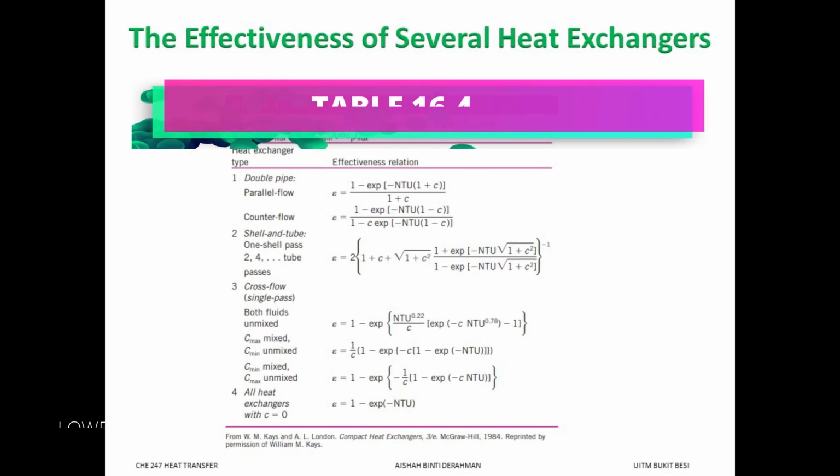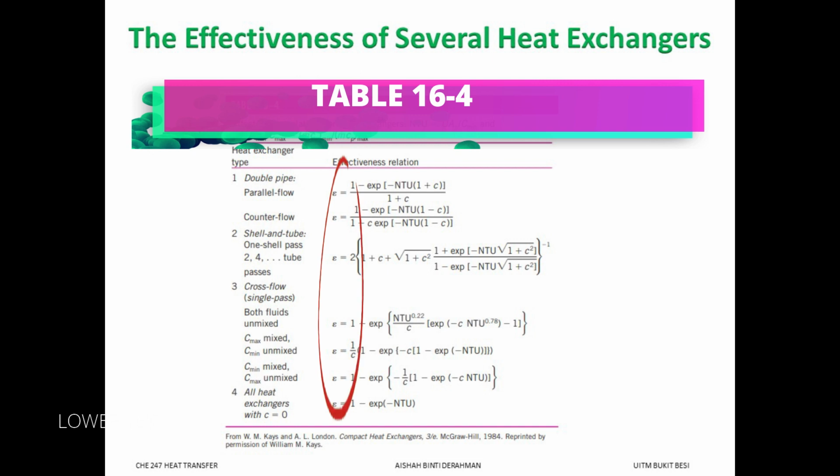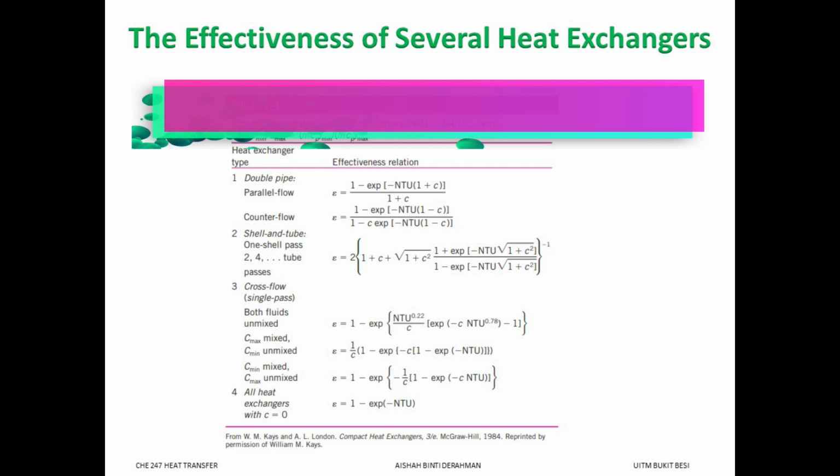What we have in front of us right now is table 16.4. We can use this table to calculate the value of the effectiveness. It depends on what type of heat exchanger we have, either double pipe, shell and tube, or cross flow heat exchanger.